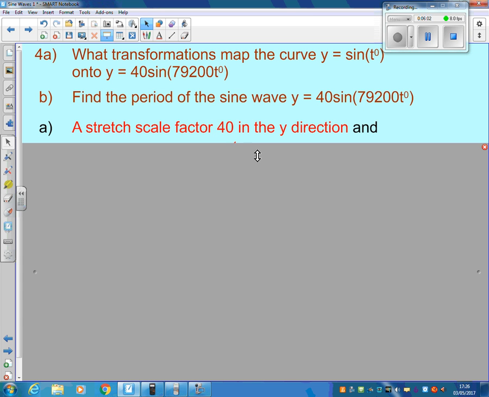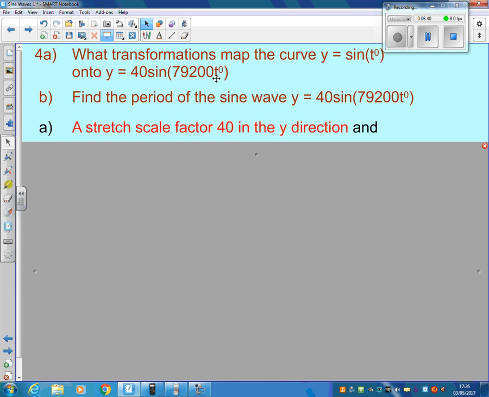Y equals 40 sine, so we've got a 40 here. Now some people like to bring the 40 onto the left hand side and say y divided by 40 equals sine 79,200 t degrees, and then y divided by 40, you do the opposite, a stretch of scale factor 40 in the y direction. Some people just remember, but whatever goes there, that's going to be the stretch in the y direction. So the stretch in the y direction is going to be scale factor 40.